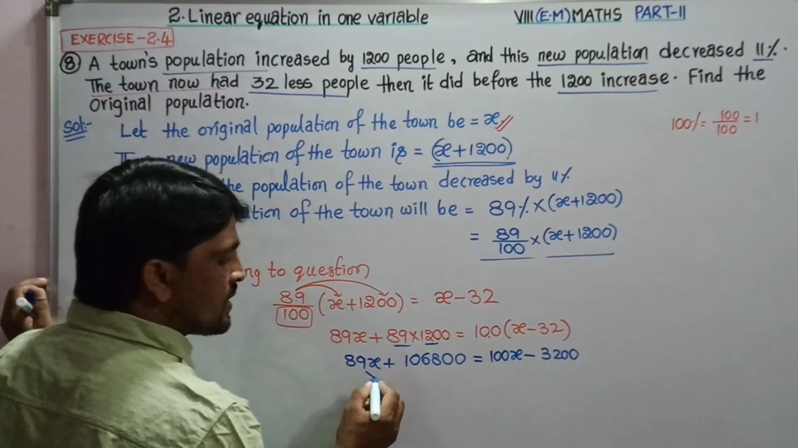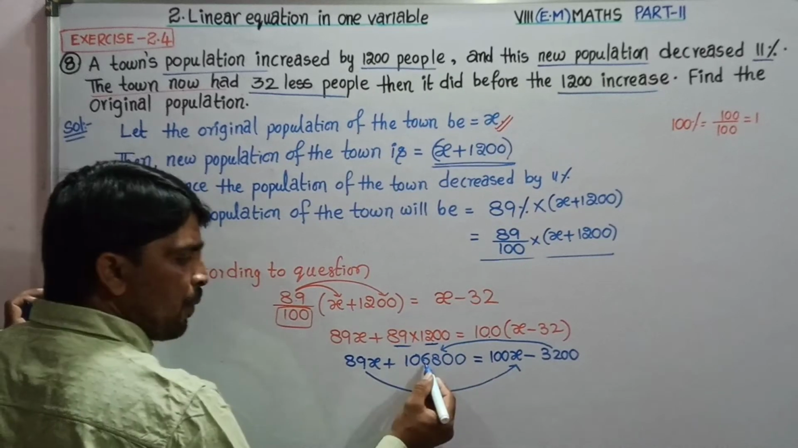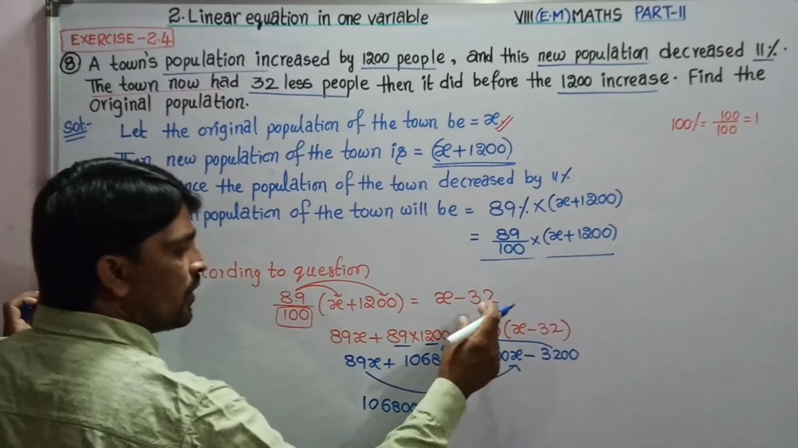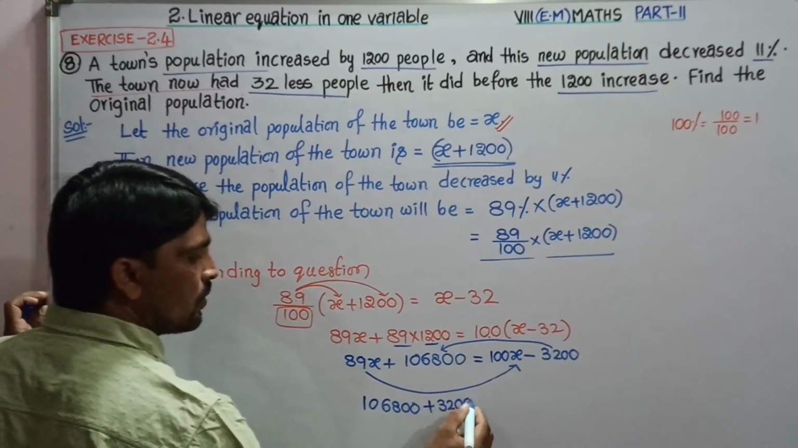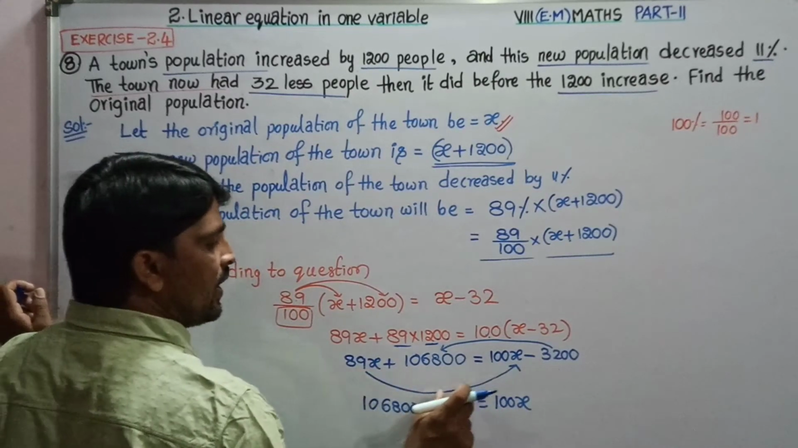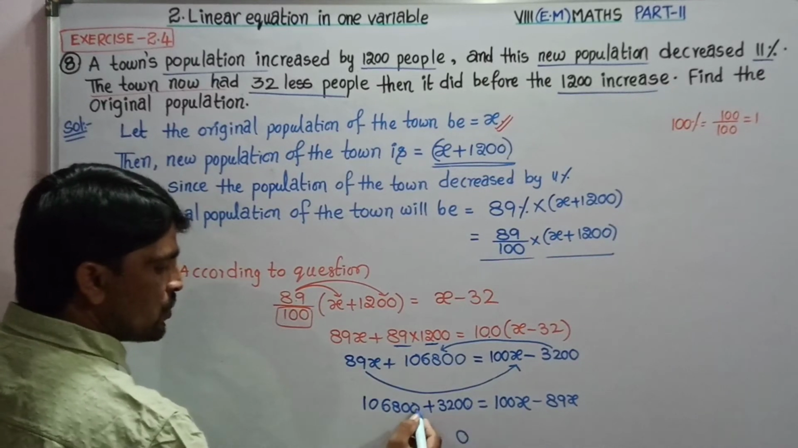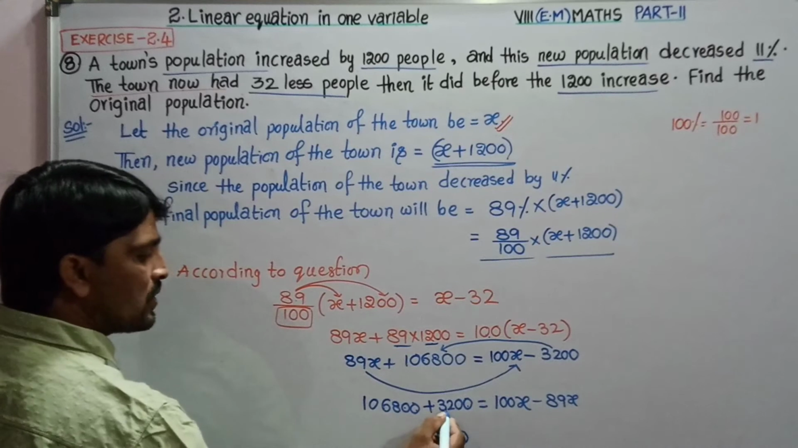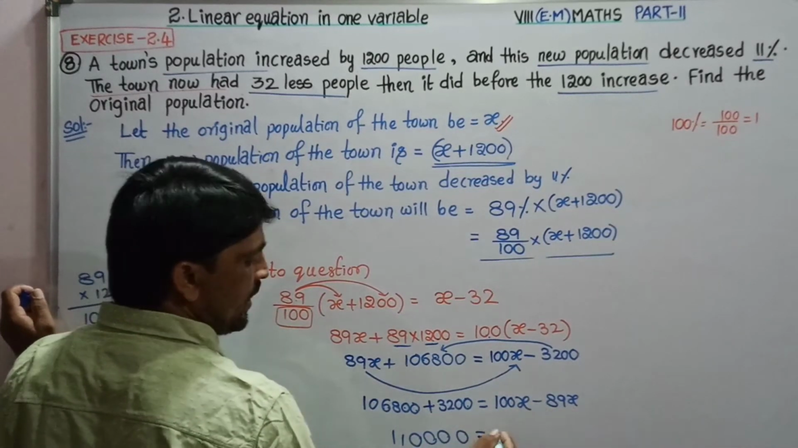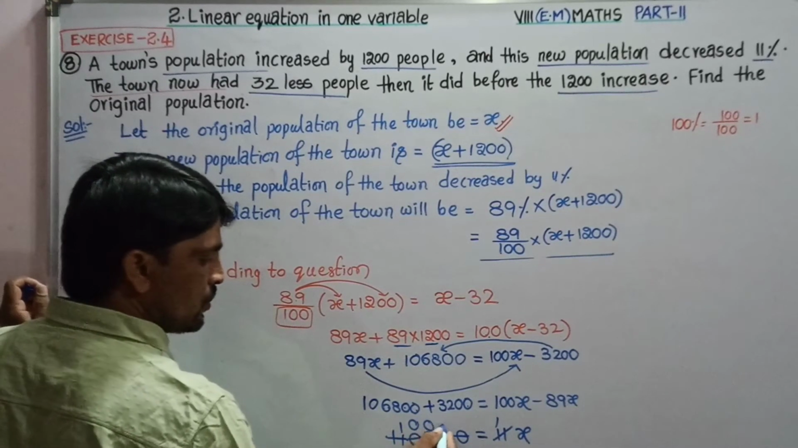Now transpose plus 89x to RHS and transpose minus 3200 to LHS. Keep 1,06,800 in LHS. If we transpose minus 3200 to LHS, we get plus 3200, which is equal to, keep 100x on the RHS side. If we transpose plus 89x to RHS, we get minus 89x. Add these two: 0 plus 0, 0, 0 plus 0, 0, 2 plus 8, 10, 1 carry, 1 plus 3, 4 plus 6, 10, 1 carry, 1 plus 0, 1 and 1. That is 1,10,000 equal to 100 minus 89, that is 11x. 11 ones are 11, the remaining are all zeros.